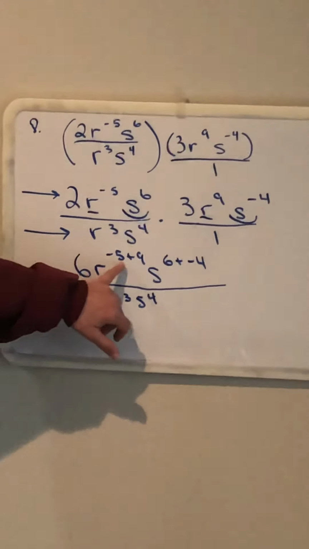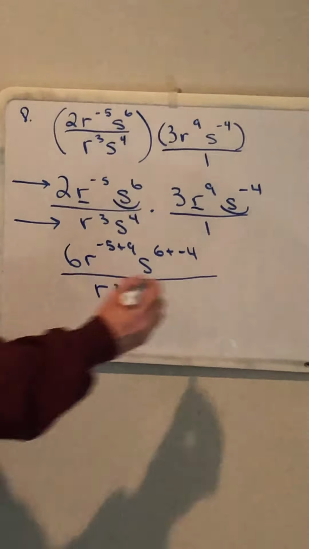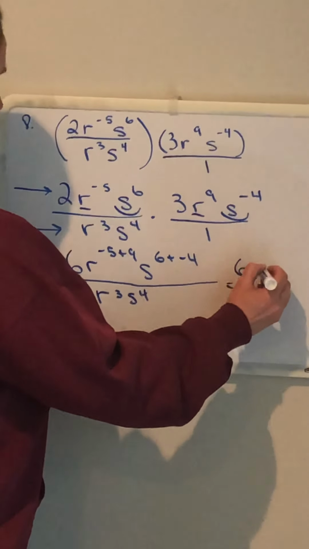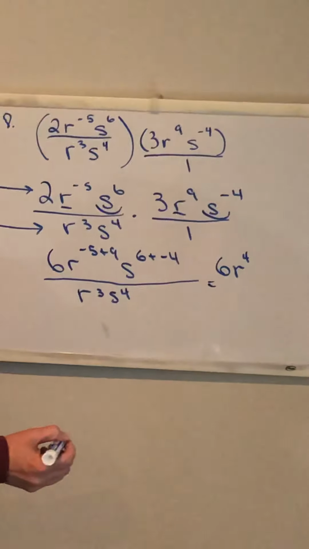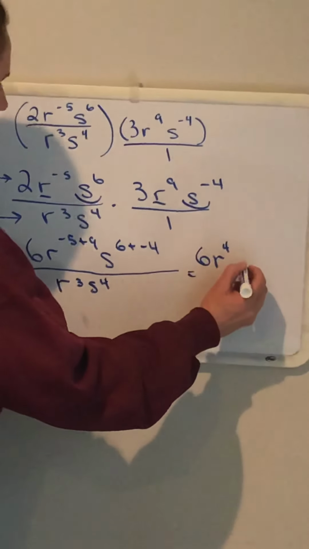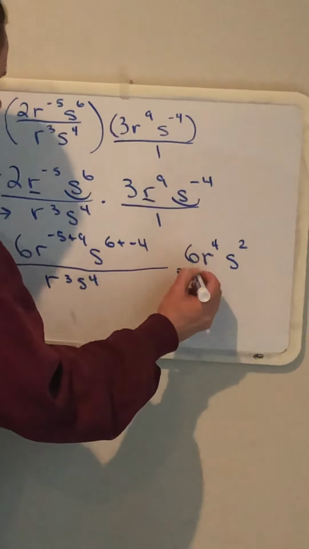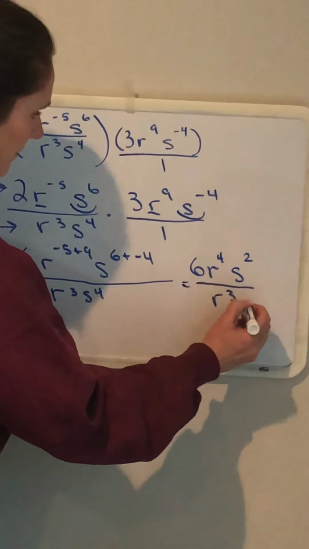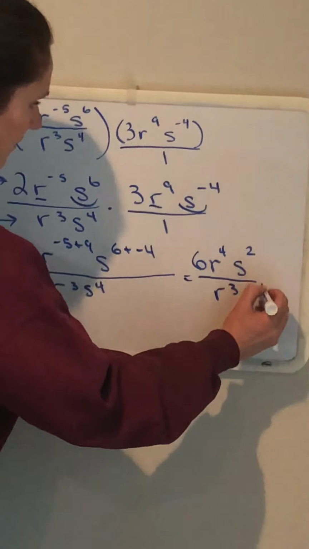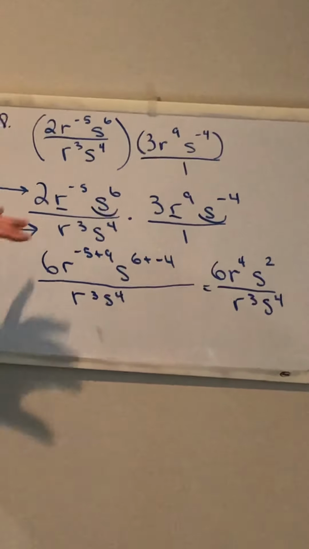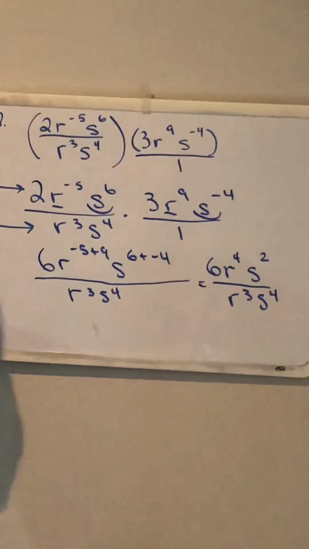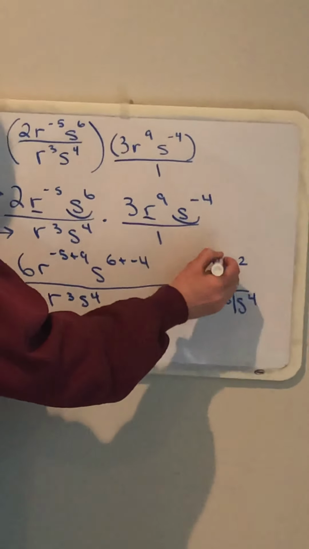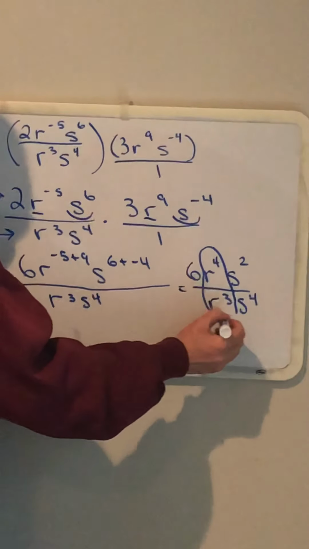Okay, now I'm going to simplify my 2 little additions. So I have 6r to the 4th, s to the 2nd, over r to the 3rd, s to the 4th. Now remember, when you multiply variables, you're adding the exponents. When I'm dividing variables, I'm subtracting the exponents.